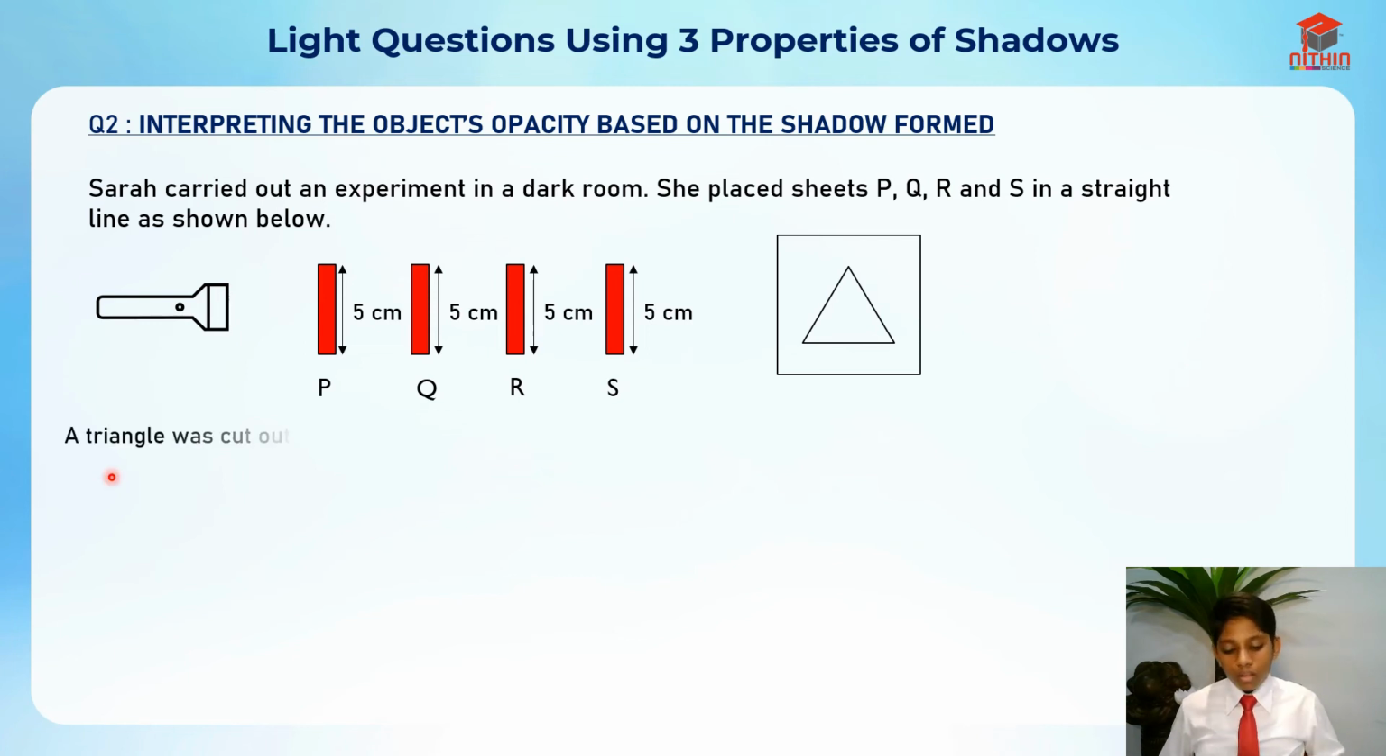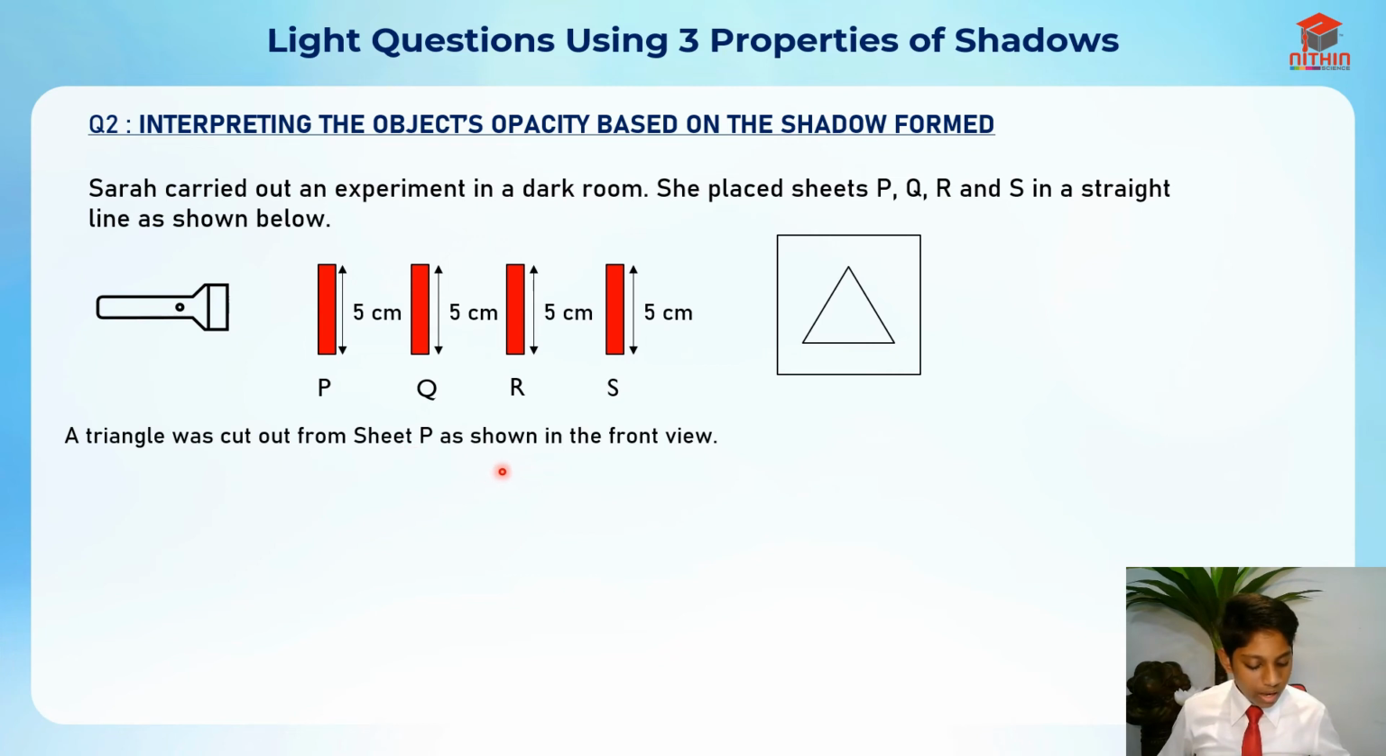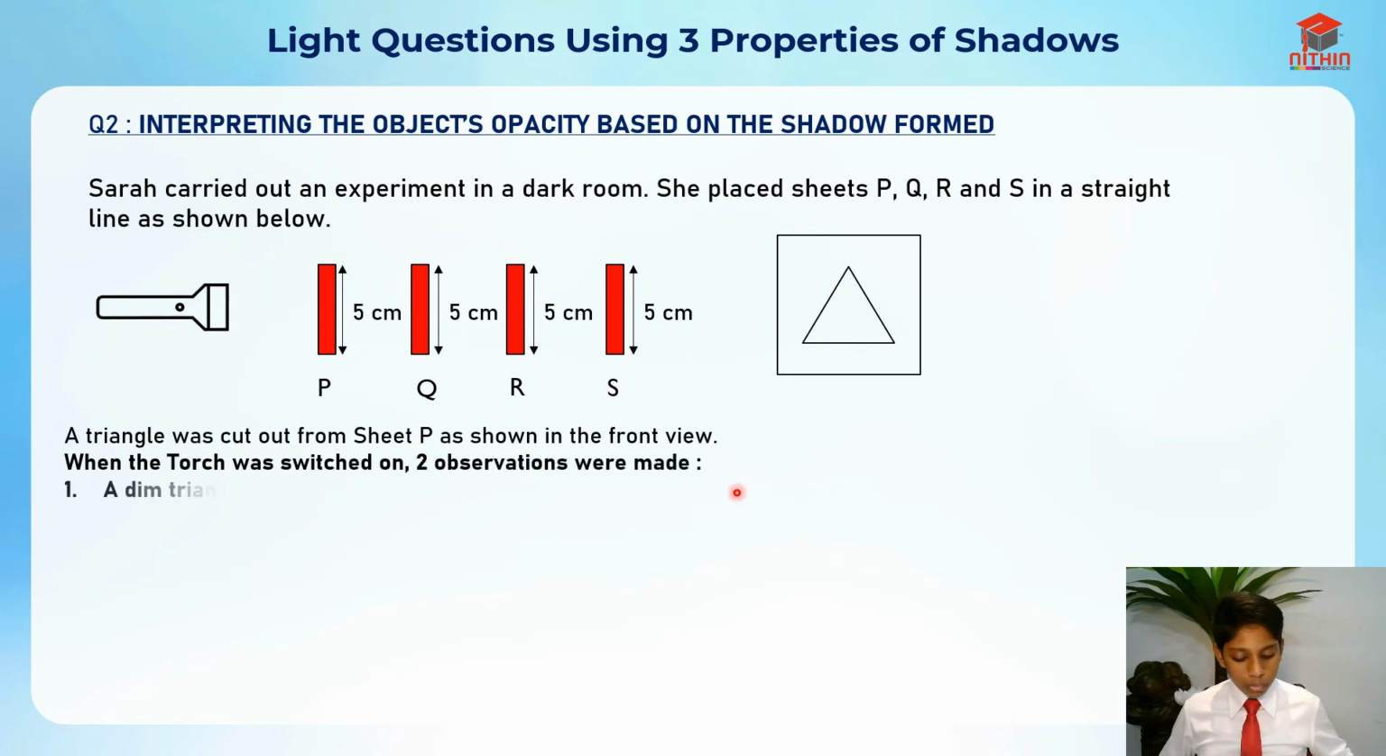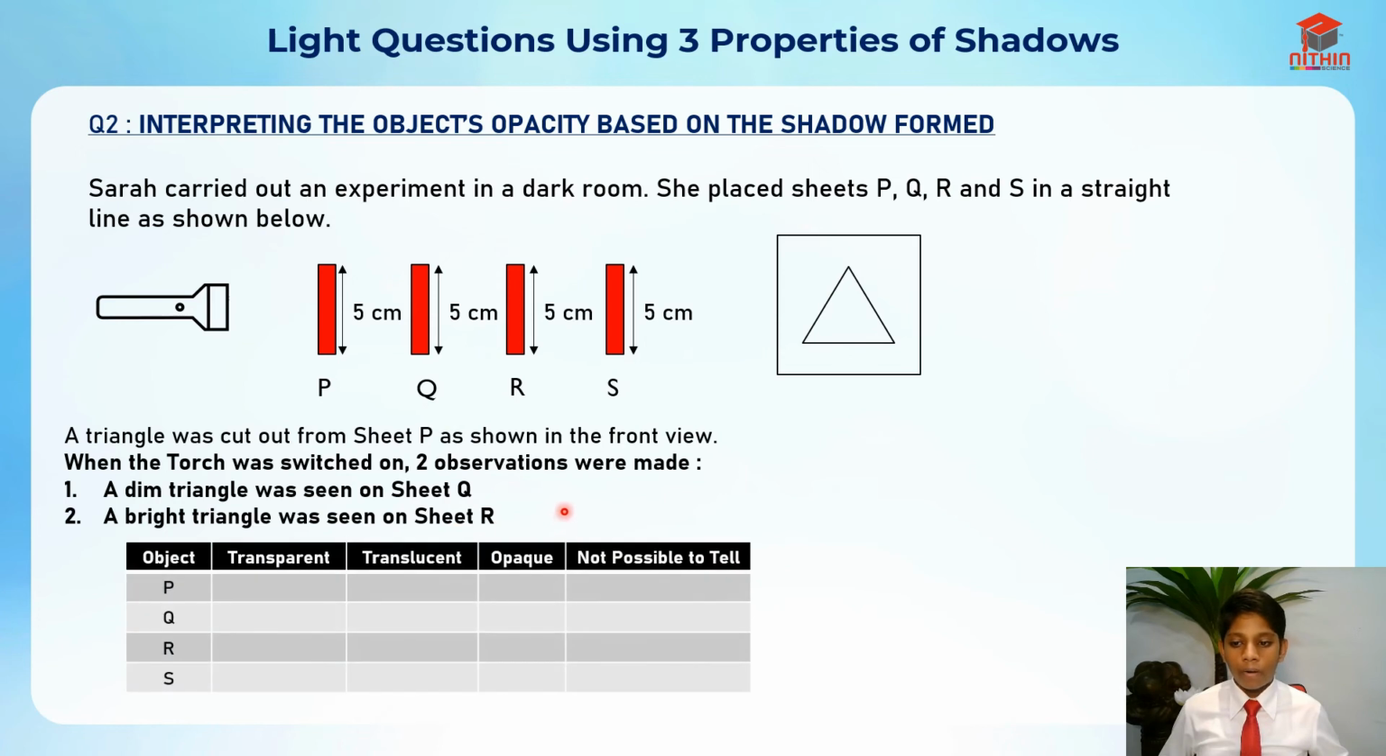A triangle was cut out from sheet P as shown in the front view. When the torch was switched on, 2 observations were made. A dim triangle was seen on sheet Q and a bright triangle was seen on sheet R. So which objects are transparent and translucent?